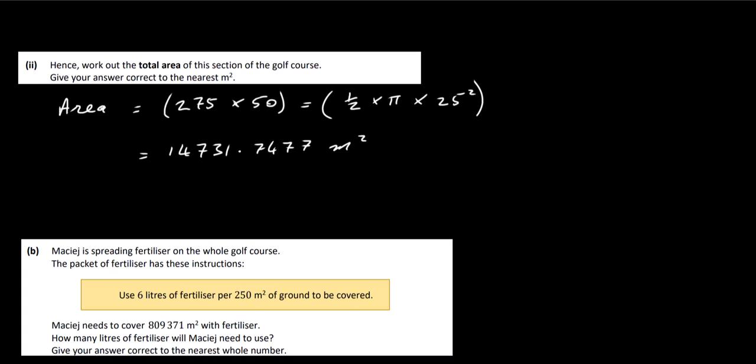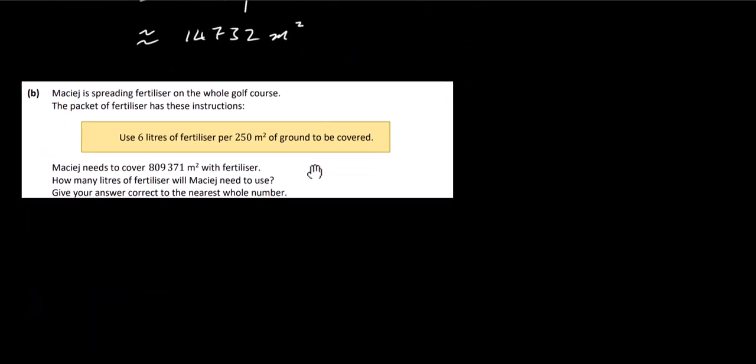We have to give our answer correct to the nearest meter squared. So what we're going to do is stop here. The number after the 1 there is a 5, 6, 7, 8, or 9. So that means we've got to round that 1 up to a 2. So it's 14732 meters squared. Okay, next one then.